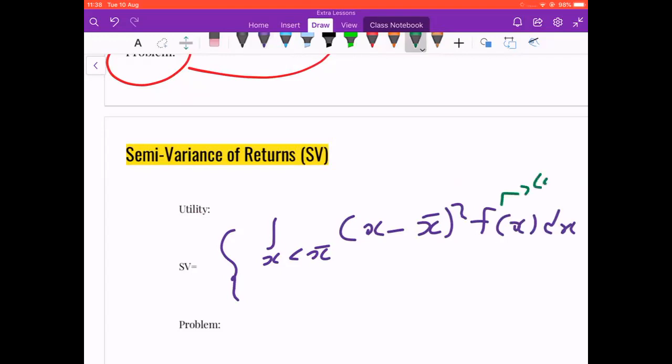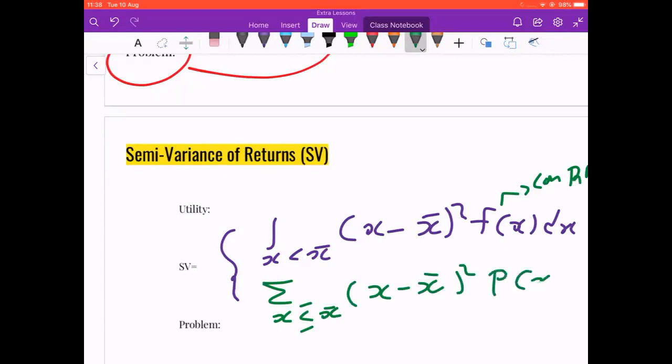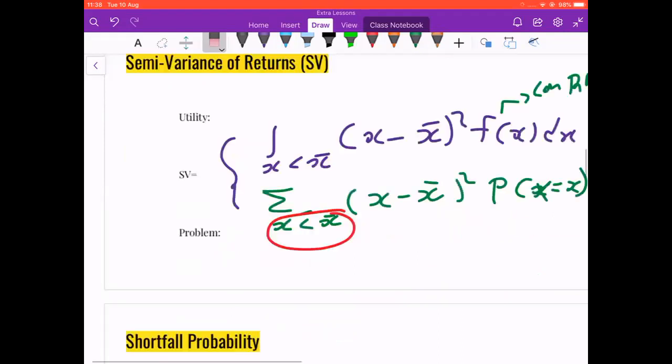So that is for a continuous random variable x, and if your returns are discrete, you are going to use this formula. It's the same thing, but the difference is that you are actually looking at the returns below the mean.